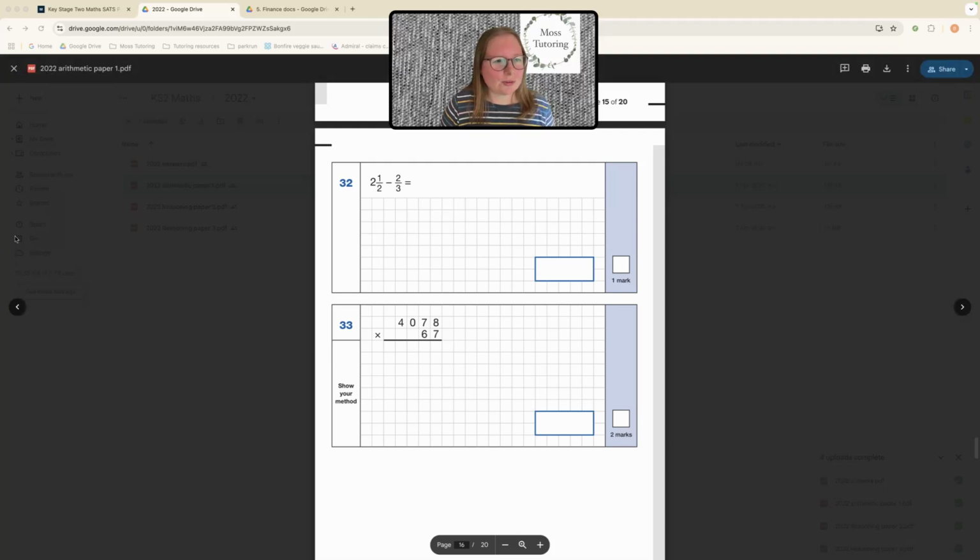Okay, so we've got 2 and a half take away 2/3. So let's make these into all the same. So let's make this into an improper fraction first. So 2 times 4 is 2. Yeah, let's start again. I told you I make mistakes. So 2 times 2 is 4. Add the 1 makes 5 halves. Take away 2/3. Okay. Now we're going to make those into sixths.